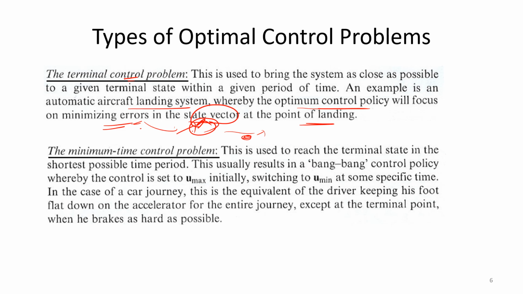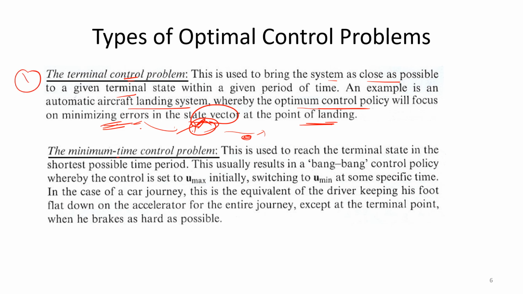This is used to bring the system as close as possible to a terminal state. What is the terminal state here? Landing. So you have to bring the system closer to landing, and in what way? By minimizing the error. So this is your terminal control problem.